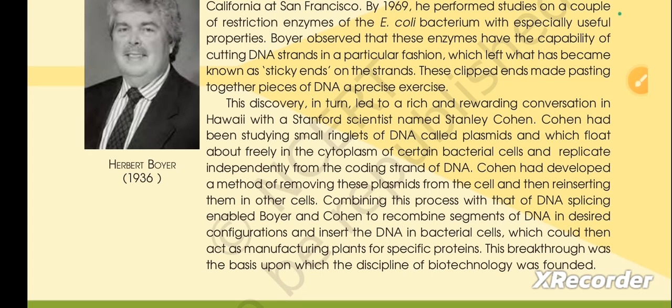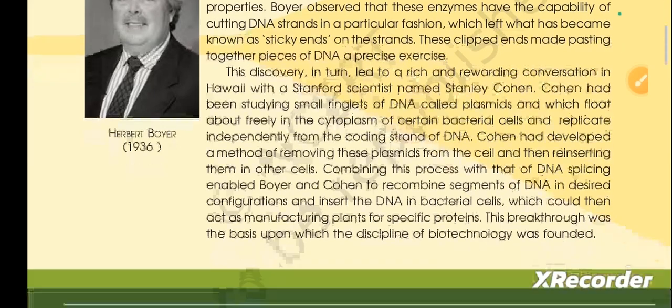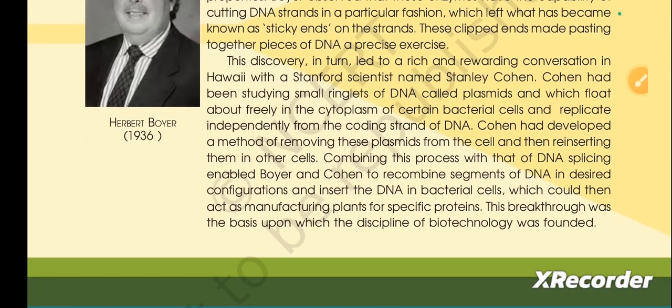Cohen had been studying small ringlets of DNA called plasmids, which float about freely in the cytoplasm of certain bacterial cells and replicate independently from the coding strand of DNA. Cohen had developed a method of removing these plasmids from the cell and then reinserting them in other cells.